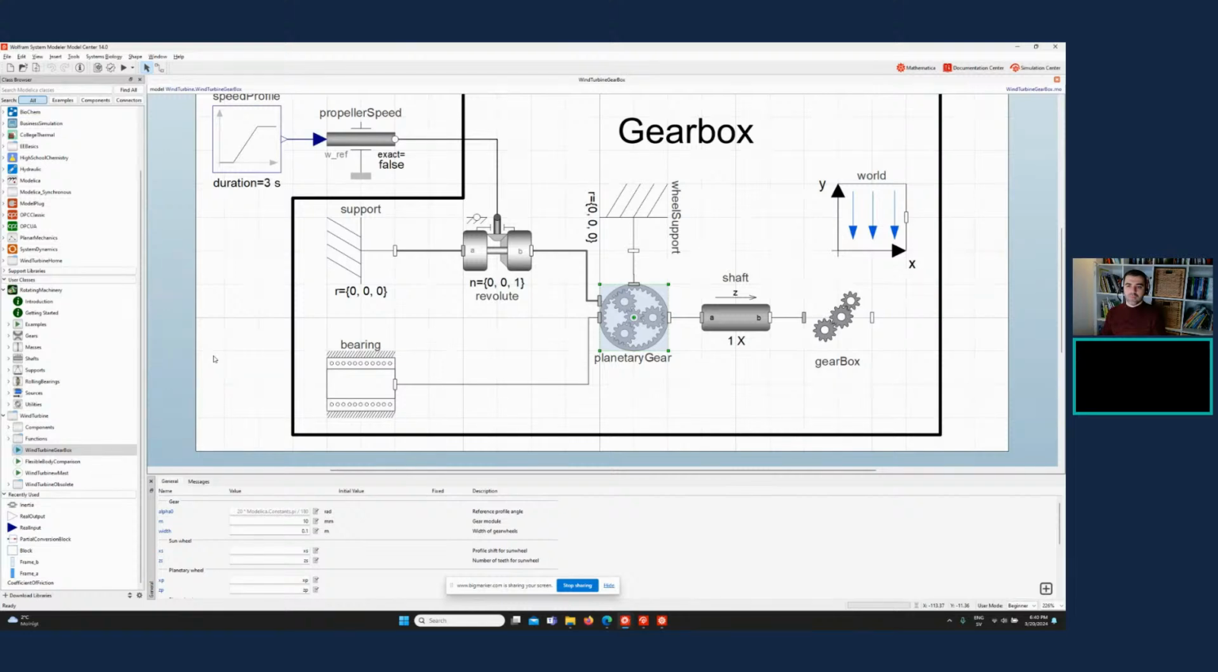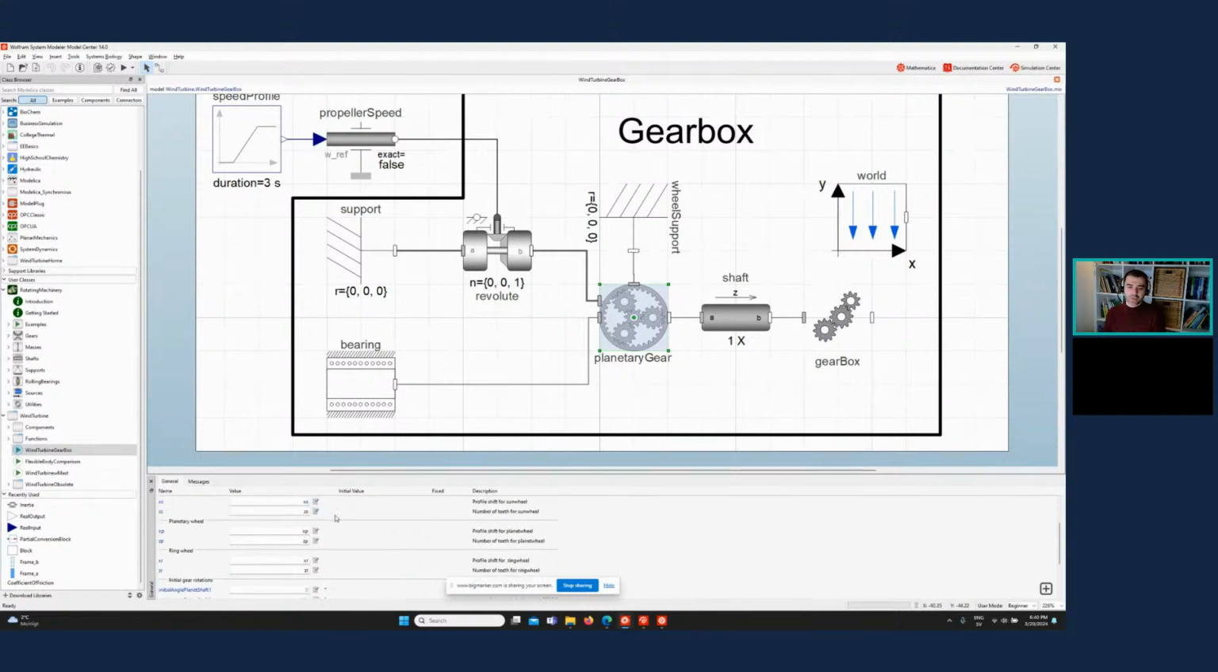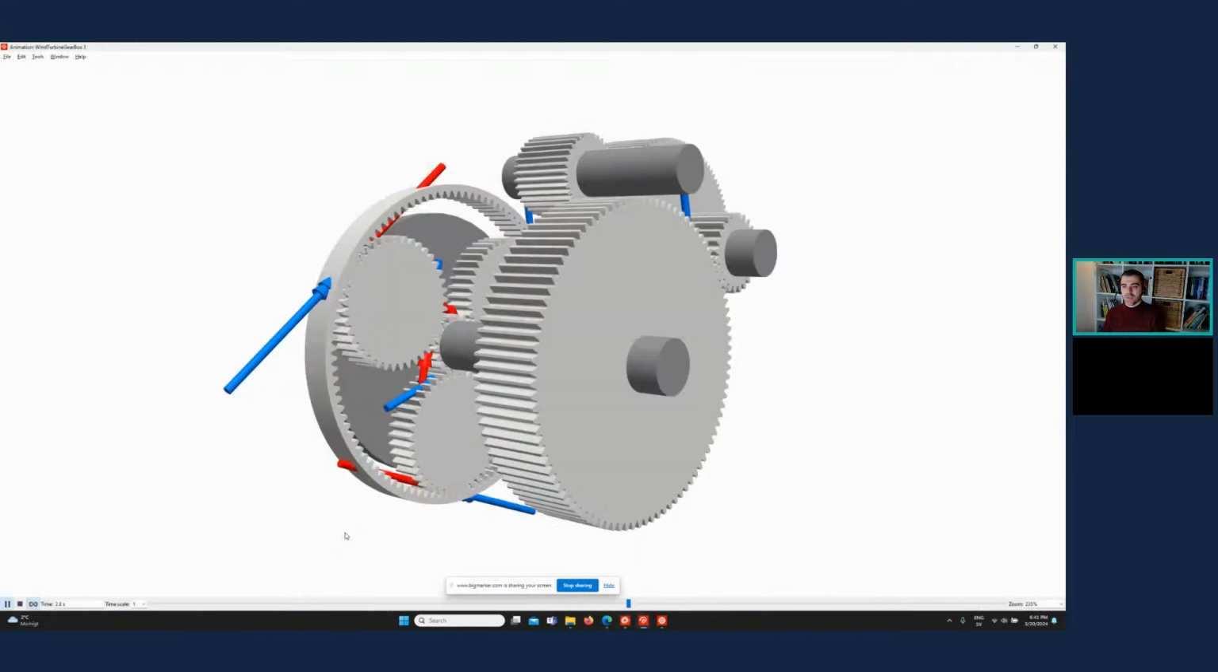So with the animations, you have both built-in options and the possibility to adapt them as you want. Also, related to gear geometries, you just set the parameters here, like the gear module and the width of the gear, and so on. When you set all the parameters, you will get this automated CAD shape in your simulation. Yes, so they will adapt there.